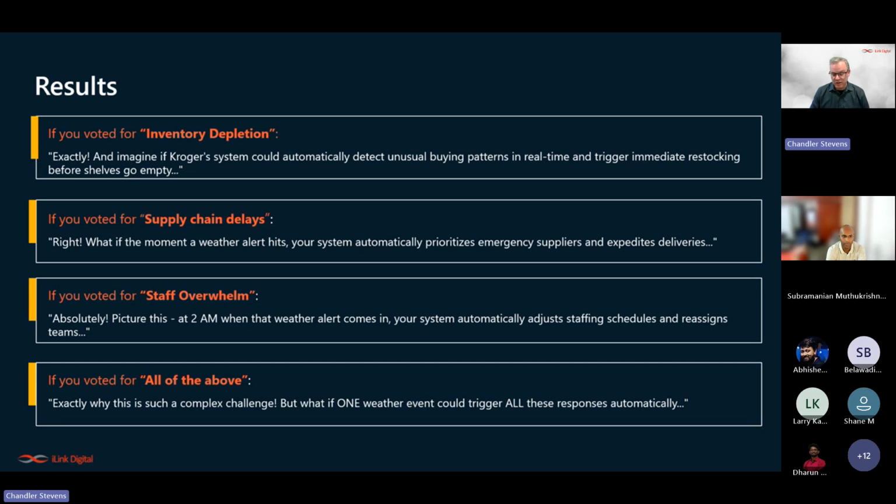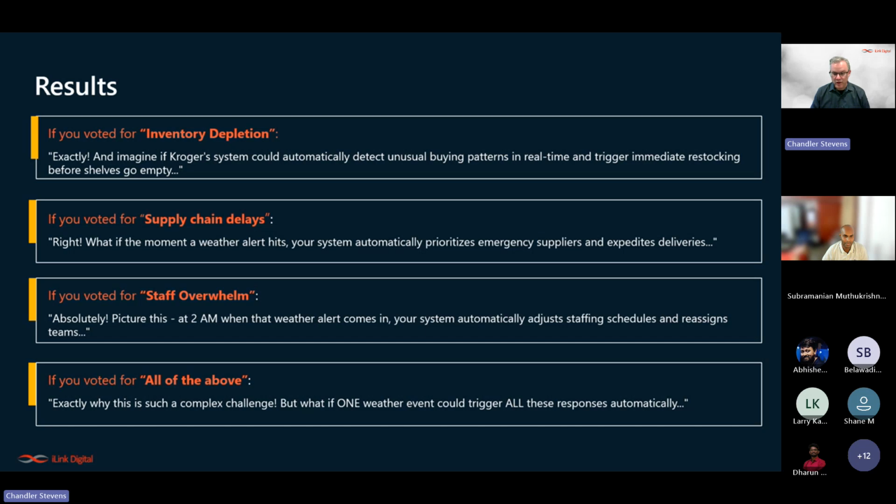Imagine if Kroger, the grocery store, could automatically detect unusual buying patterns in real time and trigger immediate restocking before shelves go empty. The classic, when the snowstorm comes or when a major weather event occurs, we know that grocery stores often experience the proverbial empty shelves of bread, empty shelves of milk, and other basic essential supplies to weather out a storm. So this is an example of how real-time insights could provide the ability for restocking so that situation is avoided. For those of you who chose supply chain delays, again, spot on.